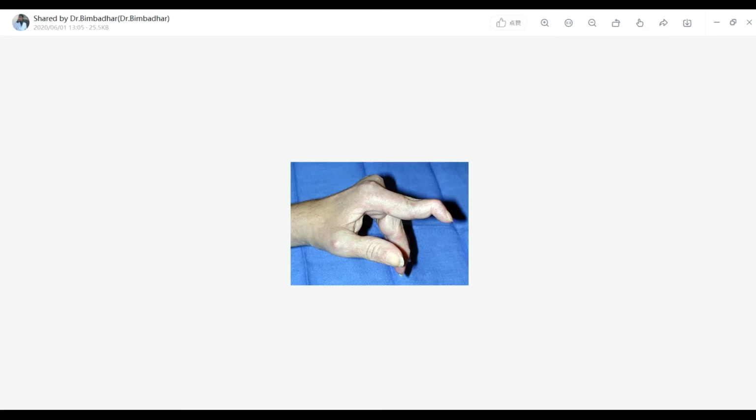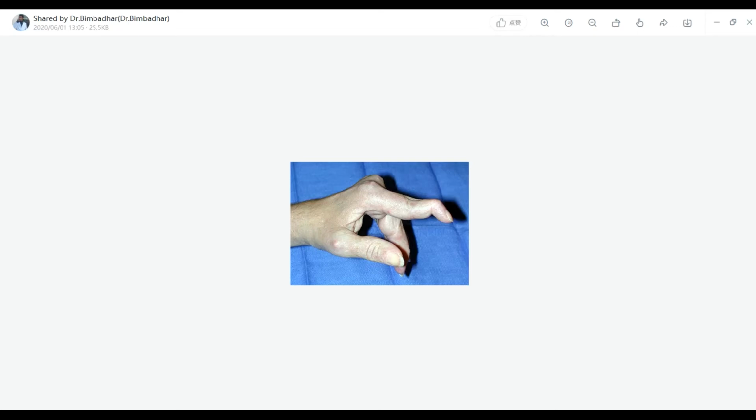So remember, swan neck deformity is going to cause flexion of the DIP, distal interphalangeal joint flexion, and hyperextension of the PIP, proximal interphalangeal joint hyperextension. So that is swan neck deformity. And Boutonniere's deformity is the hyperextension of the DIP and the flexion of the PIP. Clear?